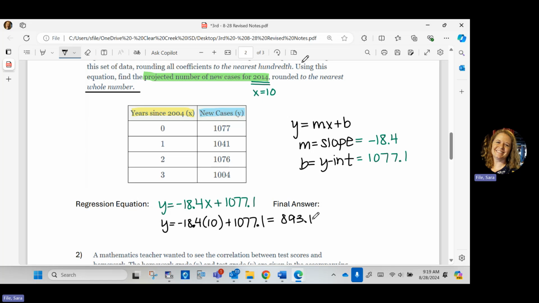Okay, so is that 0.1 going to round this 3 up? Is this closer to 893 or 894? 893. The 0.1 does not round it up. Remember, it has to be a 5 or higher in the next place value to round it up. So for my final answer, I'm going to say 893, and the unit in this case is new cases. That is the projected number of new cases in 2014 if this data trend continues.